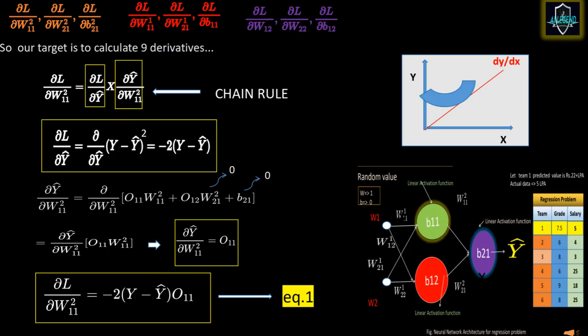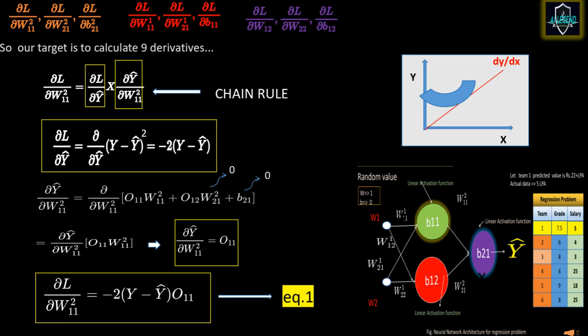So here we have to calculate our 9 derivatives, right? That first step we can say ∂L/∂W211, ∂L/∂W221, and then ∂L/∂B21. This is the first three.